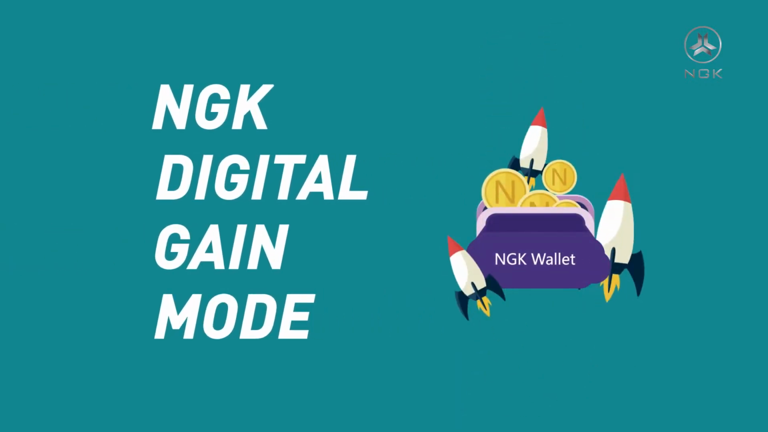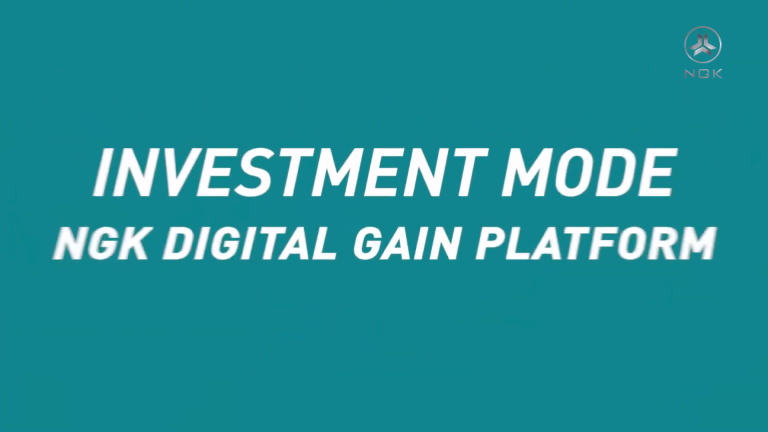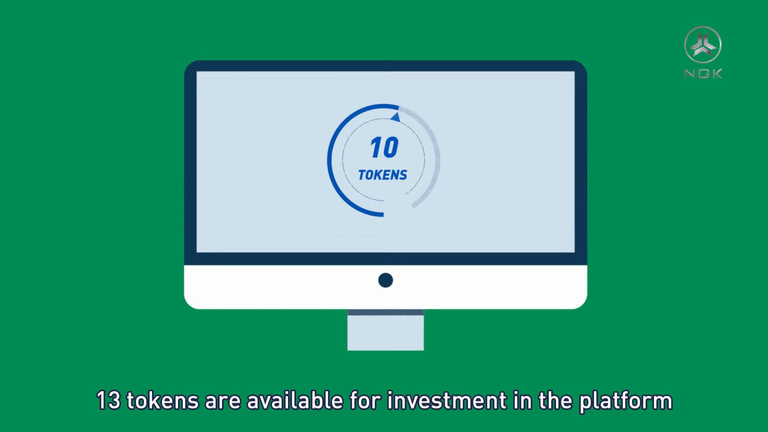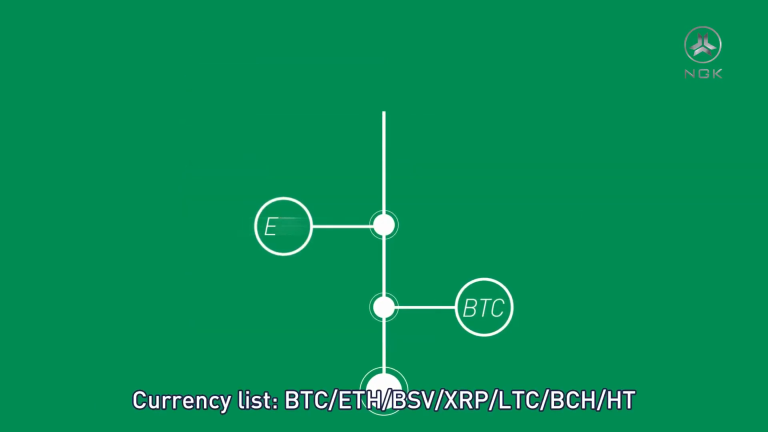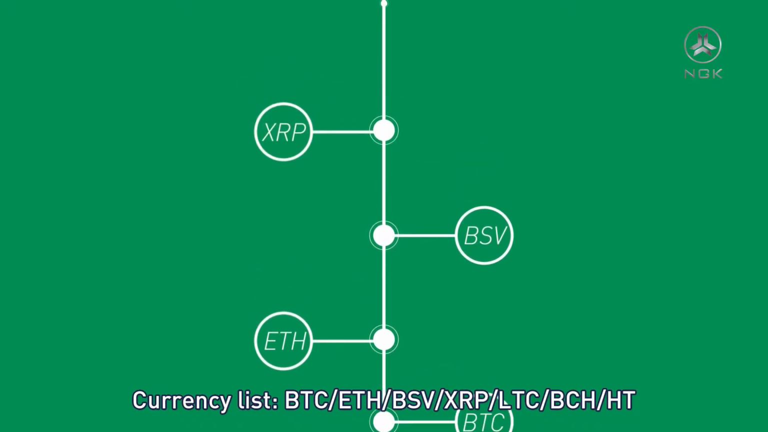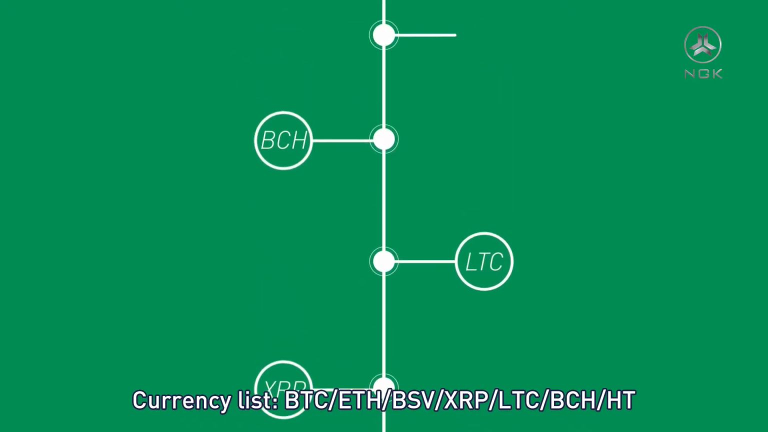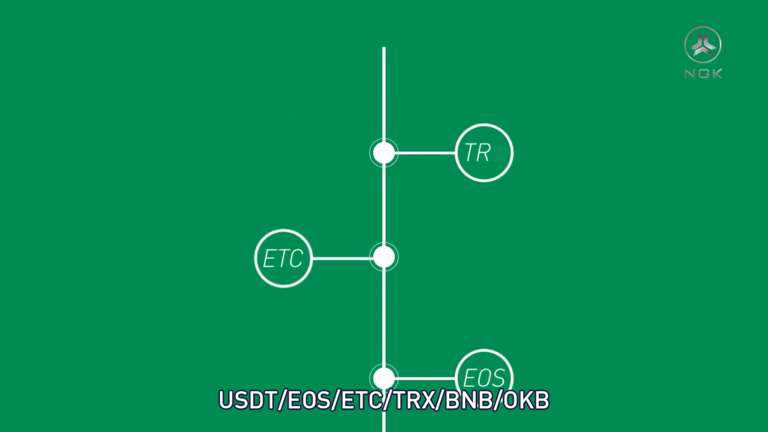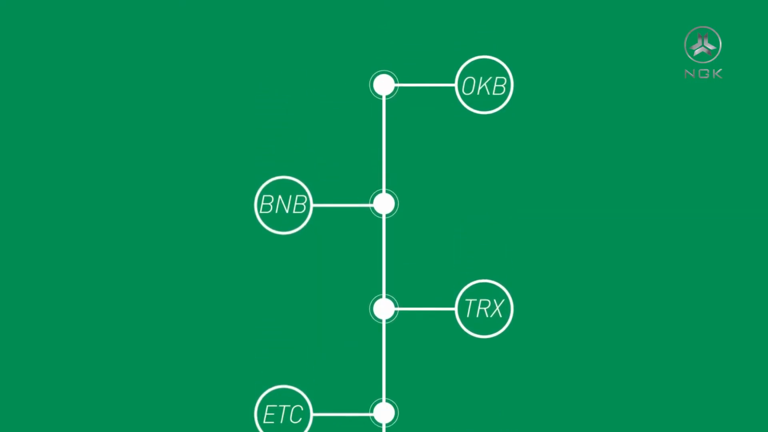NGK Digital Gain Mode. 1. Investment Mode. NGK Digital Gain Platform. 13 tokens are available for investment in the platform. Currency list: BTC, ETH, BSV, XRP, LTC, BCH, HT, USDT, EOS, ETC, TRX, BNB, OKB.